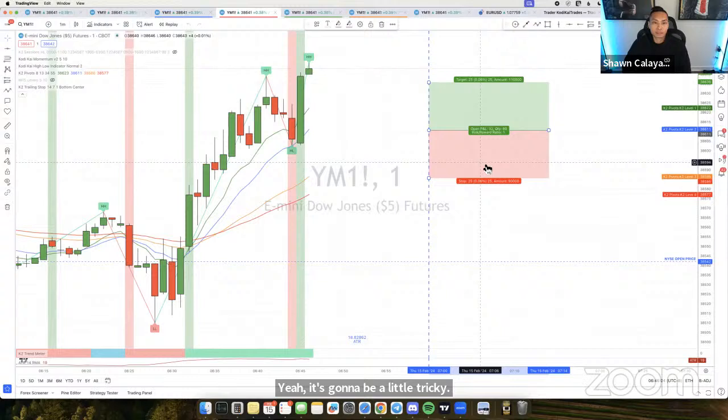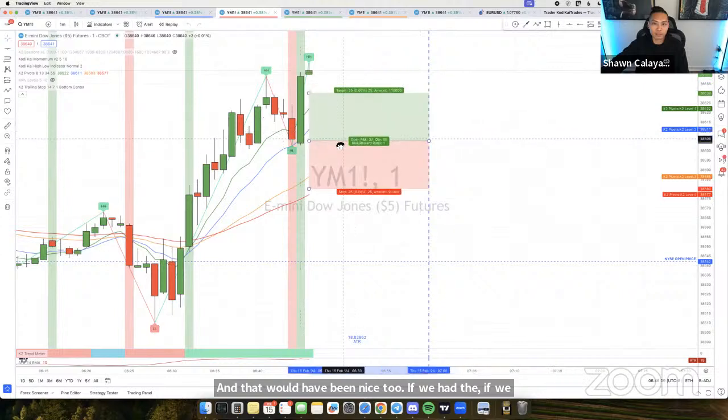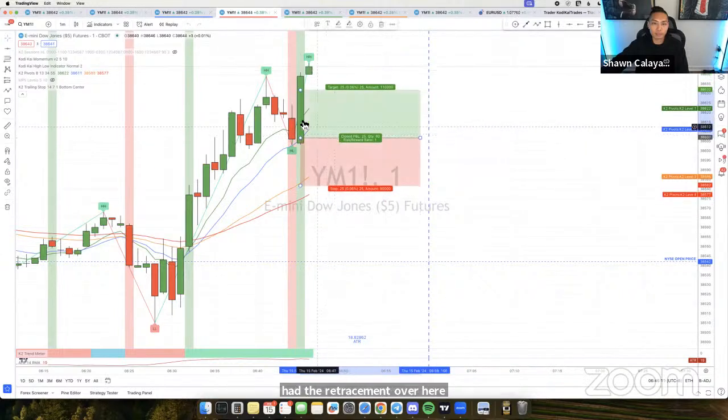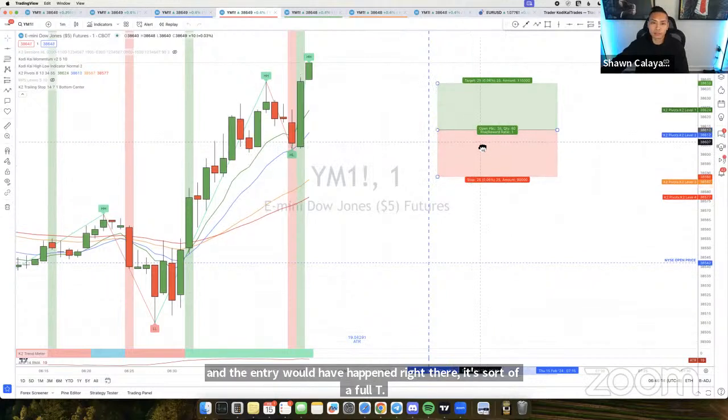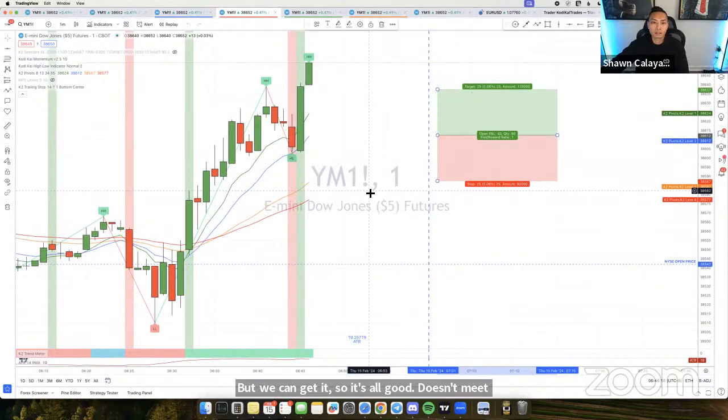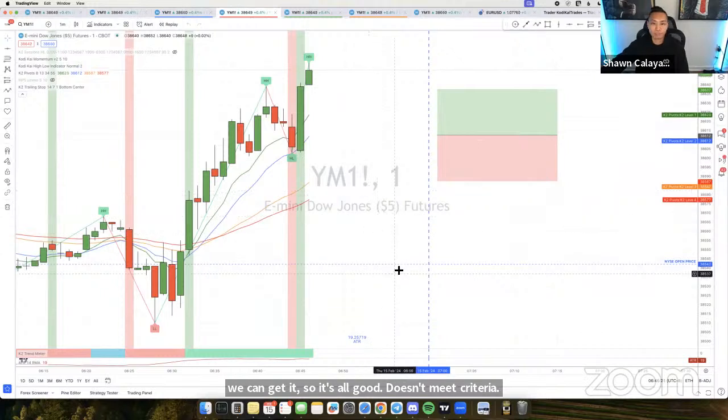And that would have been nice too. If we had the retracement over here and the space right there and the entry would have happened right there, this would have been a full TP already. But we can get it, so it's all good. It doesn't meet criteria, but that would have been ideal entry for us.